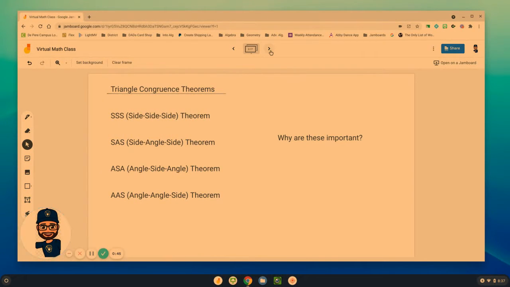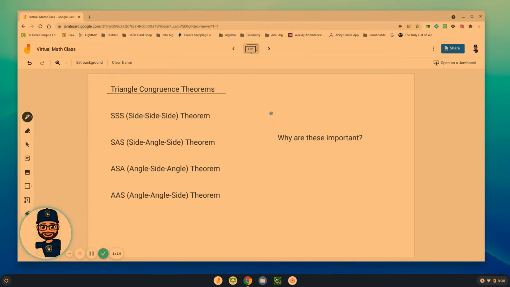Here are those 4 triangle congruence theorems that we learned about last week. SSS, or side-side-side theorem, SAS, which is side angle side, ASA, which is angle side angle, and then AAS, which is angle angle side. Those are the 4 main ones that you definitely want to make sure you're looking out and watching for, because it's those that help us prove two triangles are congruent to each other.